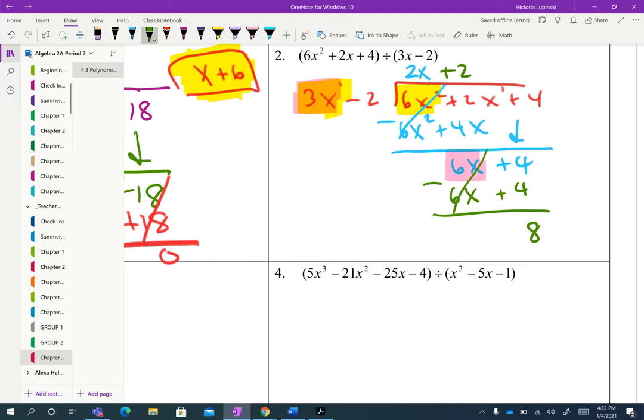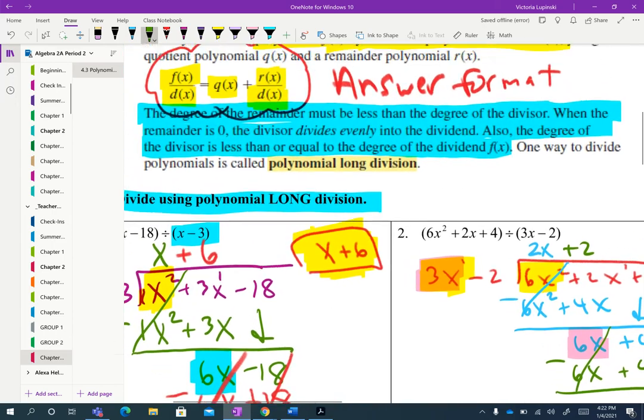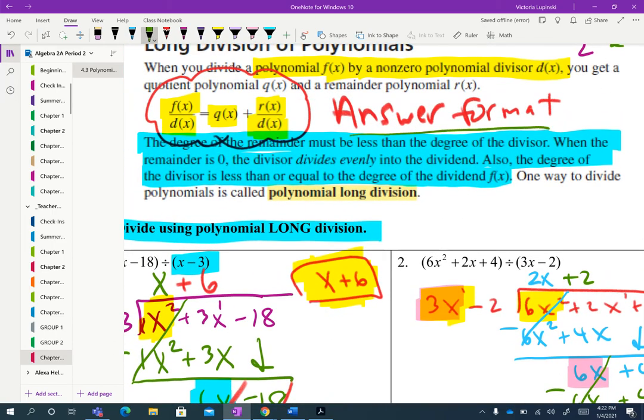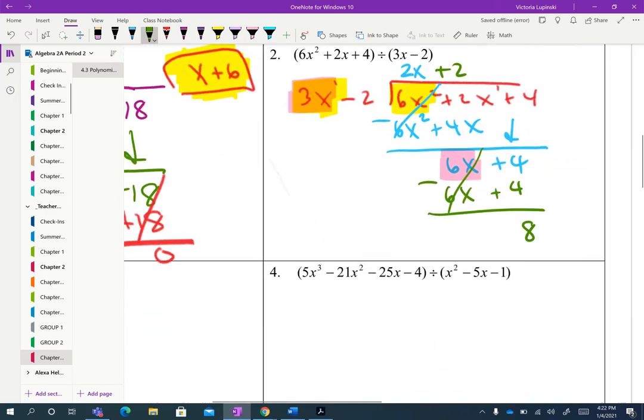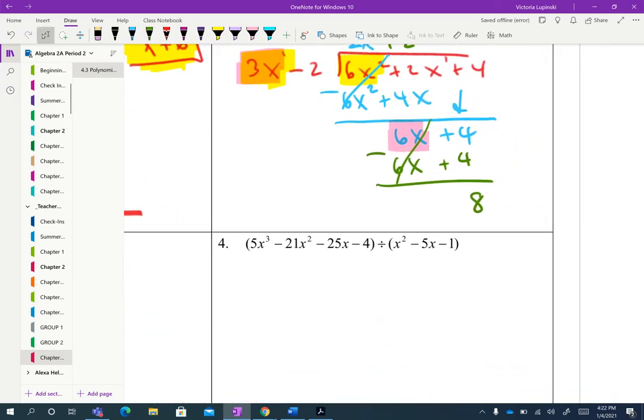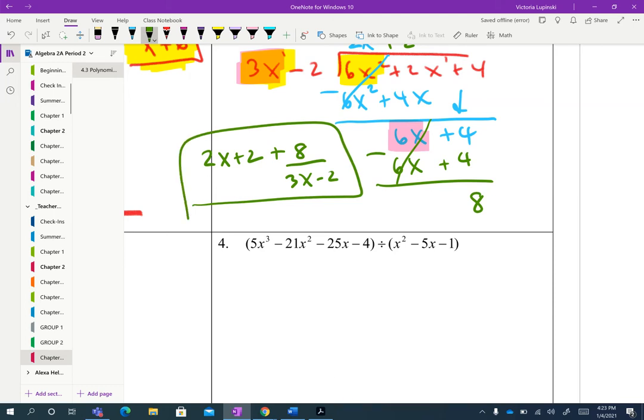And now for your answer, you have to write it in the format that was shown above. So again, the answer format, which is here, you have to write it as the quotient plus the remainder over the divisor. So your answer to this problem is the quotient, which is 2x plus 2, plus the remainder, which is 8, over the divisor, which is 3x minus 2. So maybe it looks a little bit funky, but that is how you have to give your final answer. Just so you're aware, remainders can literally be anything, positive, negative, 0, big, small, and they can even have variables. So no worries, whatever you happen to get for a remainder. Even though it's nice when the remainder is 0, it doesn't have to be that way.